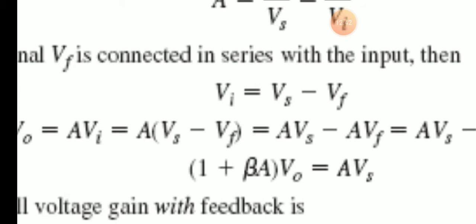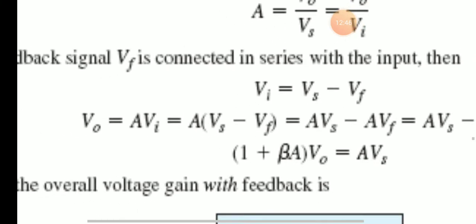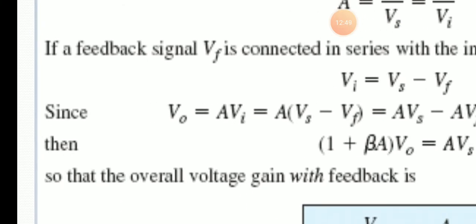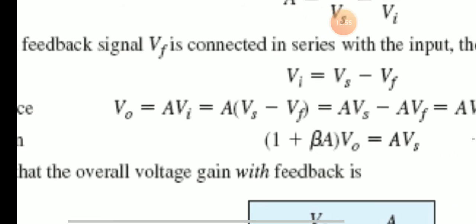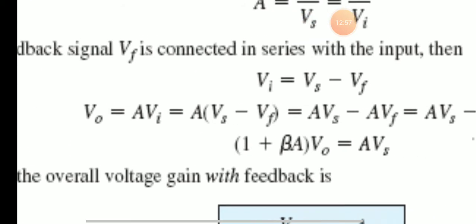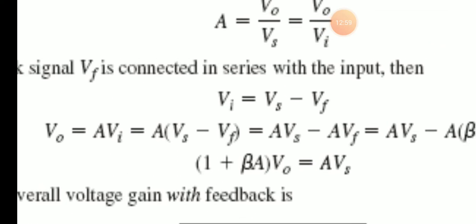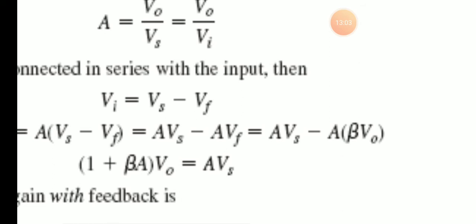Input voltage is equal to source voltage minus feedback voltage, that we know. Then how to calculate the output voltage V0? We know that output voltage is nothing but the gain times the input voltage. So here we put the gain A, and what is input voltage? Input voltage is nothing but the source voltage minus feedback voltage. Now multiply by the gain, that is AVs minus AVf.